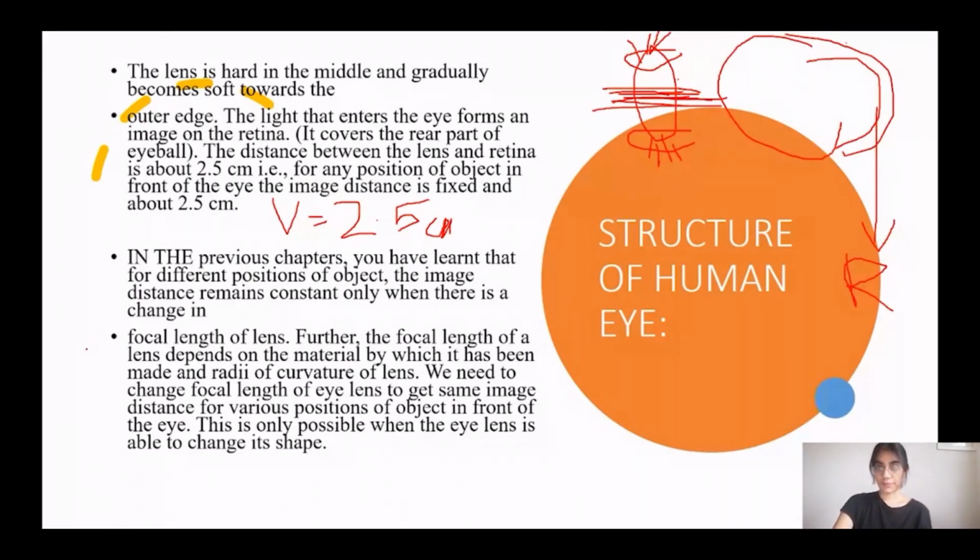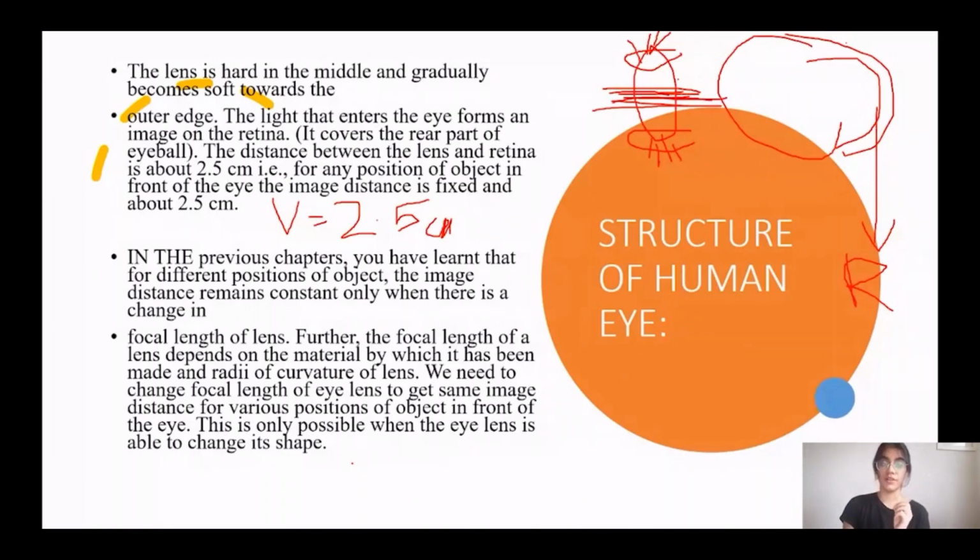In our previous chapters, when we were discussing the refraction overview, we have studied how image distance remains constant only if there is a change in the focal length of the lens. Because if your focal length is constant, your image distance will vary according to the object distance. If you change the object distance, image distance will change. Why? Because our focal length was the same.